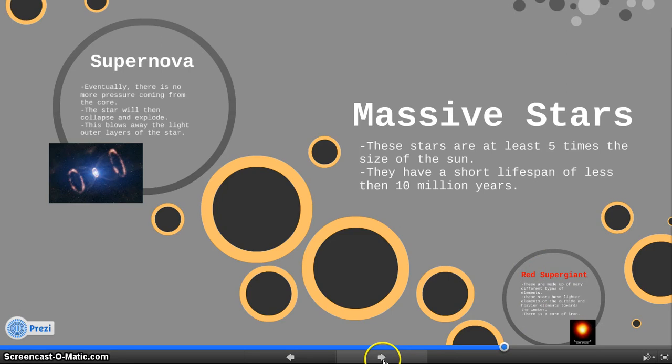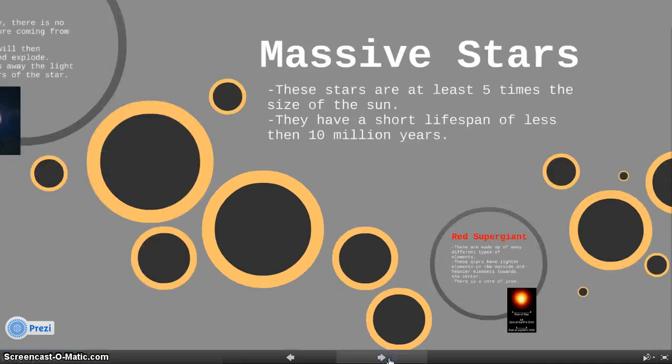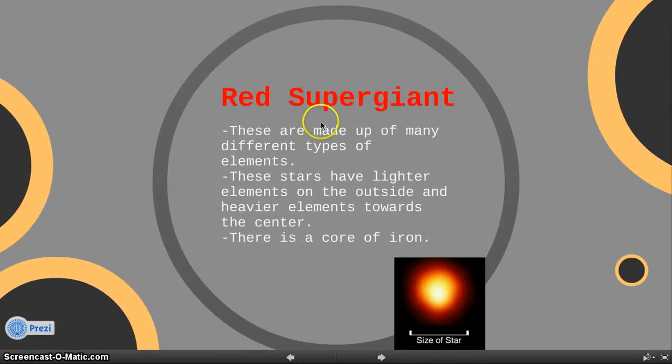So the first stage after it's been born, and this takes many years to get to this stage, mind you, would be the red giant. So these are made up of many different types of elements, just like all stars. And these stars have lighter elements on the outside, but heavier elements on the inside, and it has a core of iron. So this is a little example.